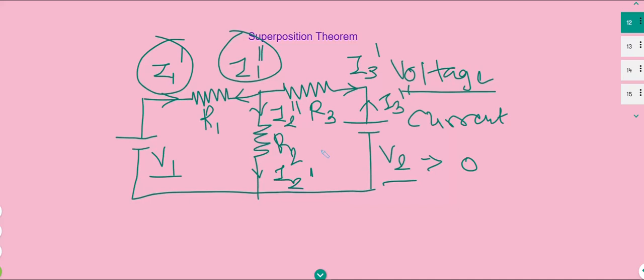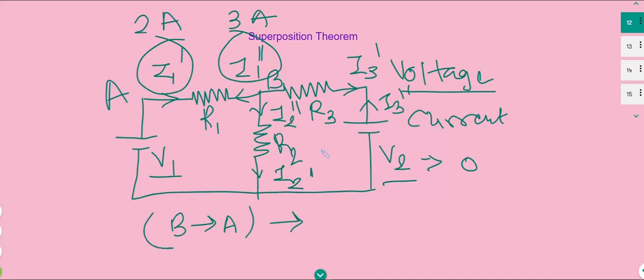Suppose this one you are getting 2 ampere and this one you are getting 3 ampere. So the final current, you can mention the direction also. Final current will be from B to A. And what will be the value? It will be 1 ampere, because you have to deduct, as these two are currents in opposite direction. Now in the case of R2, the current passing through R2 will be the addition of these two, because both currents I2 dash and I2 double dash are in the same direction. So you have to see like that.